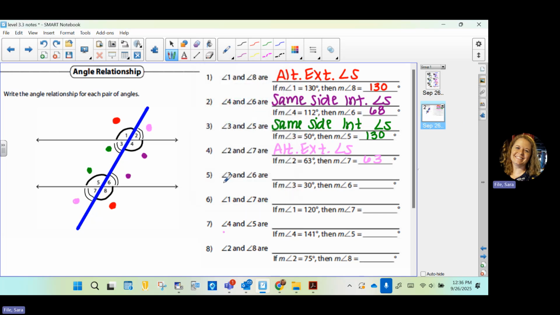All right, angles 3 and 6. So let's look at how 3 compares to 6. So the blue dots. Are those blue dots on the same side or alternate side of the blue line? Alternate, right? Are these blue dots inside or outside the parallel lines? Inside. So these are alternate interior angles.